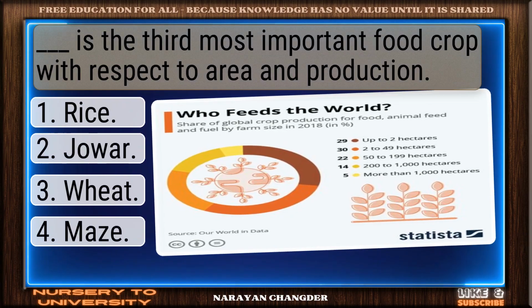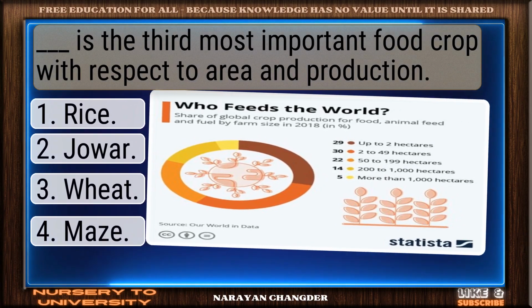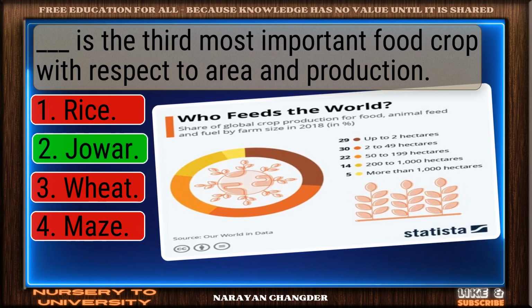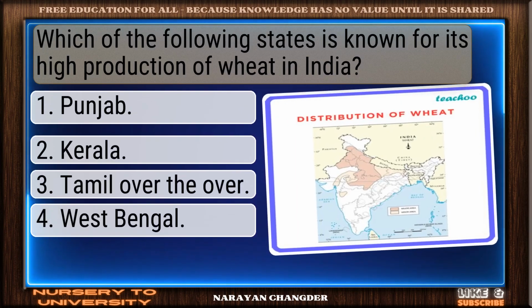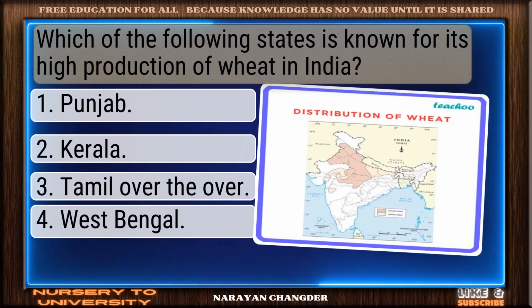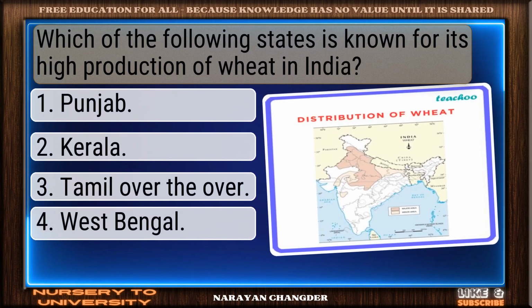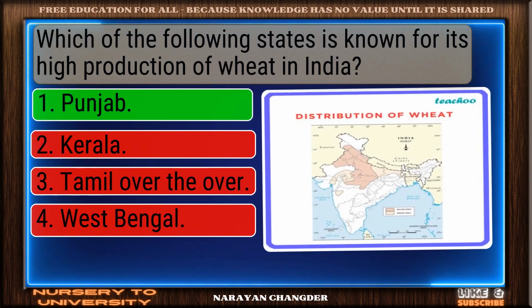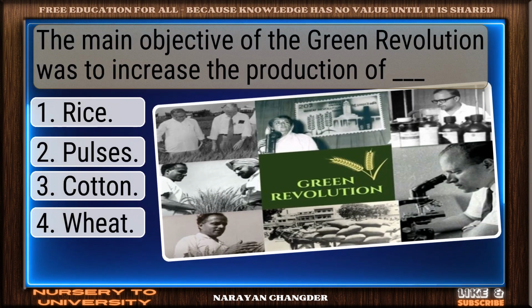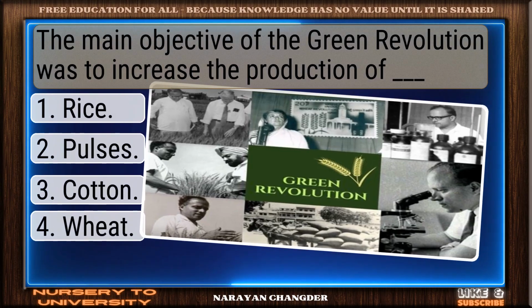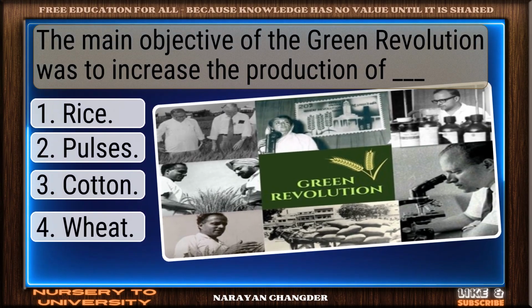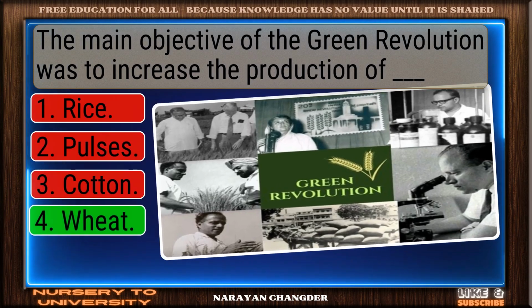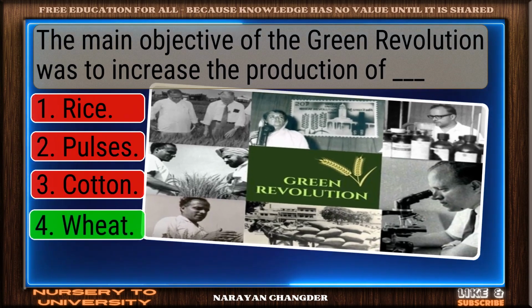Jowar is the third most important food crop with respect to area and production. Excellent. Jowar is well reasoned. Which of the following states is known for its high production of wheat in India? Punjab. Punjab works well. The main objective of the Green Revolution was to increase the production of wheat. Smart move. Wheat is the accurate answer.